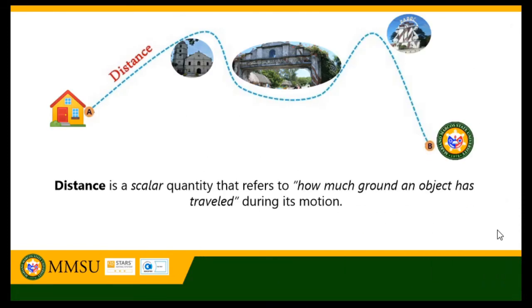An object's position can be described from its distance and displacement. Distance and displacement are two quantities that may seem to mean the same thing, yet have distinctly different definitions and meaning. Distance is a scalar quantity that refers to how much ground an object has traveled during its motion. For a person traveling from Santa Catalina, Ilocos Sur to Mariano Marcos State University, he must pass through Cabugao Church, the Ilocos Norte border, and Badoc until reaching MMSU. In describing distance, which is a scalar quantity, the direction of its motion is not considered.